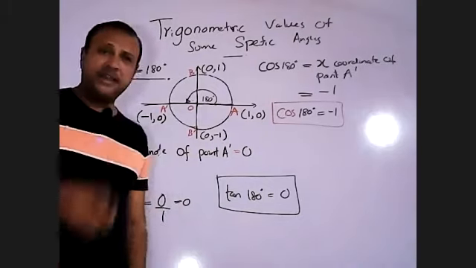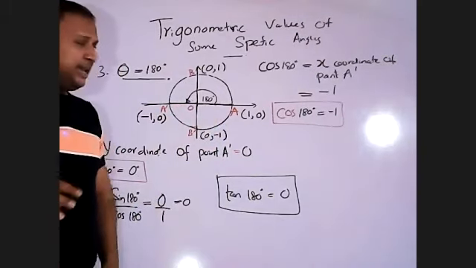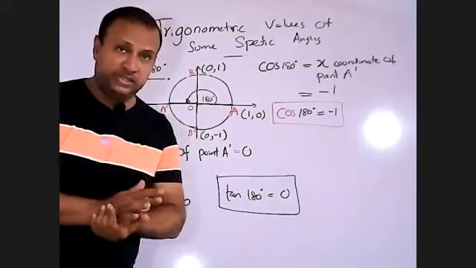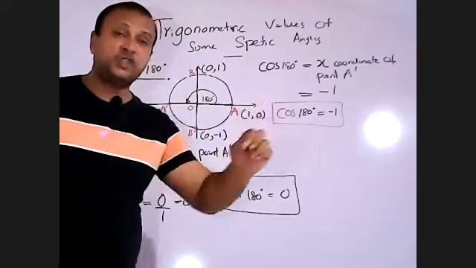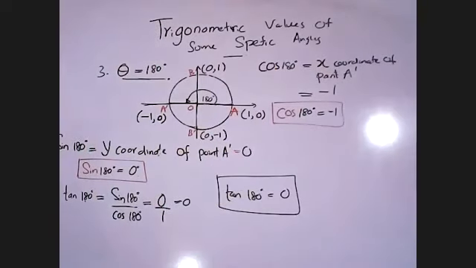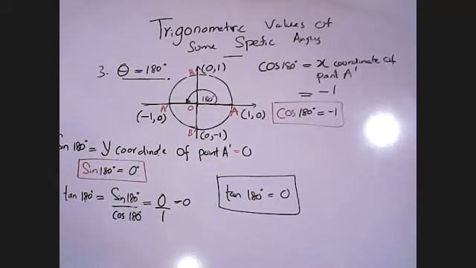Actually, you have to determine the coordinate of the particular point. That is the easiest way. You have to consider the unit circle and determine the corresponding point on the unit circle. The x coordinate is equal to cos. The y coordinate is equal to sine. Okay, note down this thing.